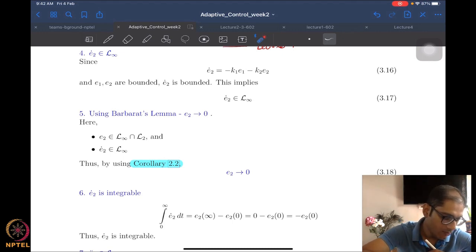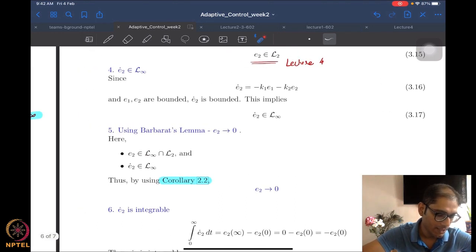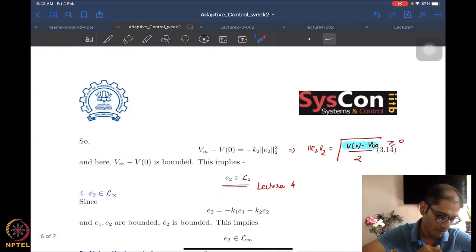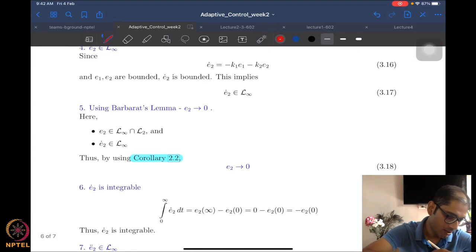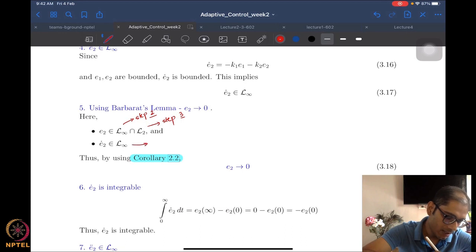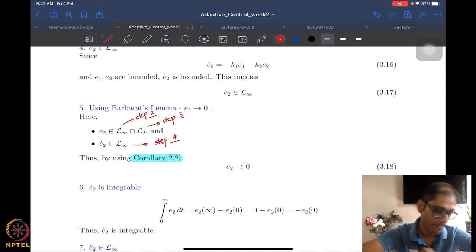We have that E2 is L infinity by the fact that E2 is bounded in step 2. I will in fact write it for this particular case. So this is step 2. E2 is L2 was in fact step 3. We proved E2 is L2 in step 3. And the fact that the derivative is L infinity was proven in step 4. Okay. And with all these ingredients, we can invoke this corollary 2.2.